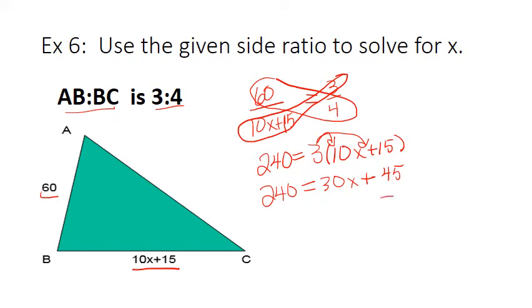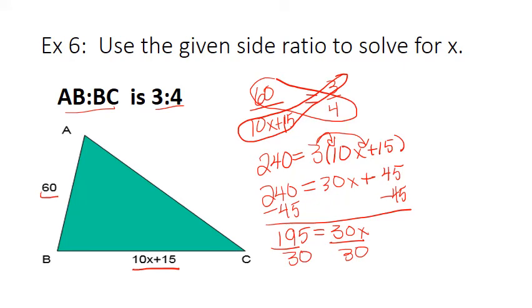Now we just have to solve for x. So subtract 45, subtract 45. We should get 195 is equal to 30x. And now all we have to do is divide by 30, divide by 30. This isn't going to come out to be a clean number. It should be 6.5 units. So if you needed your calculator for that, that would be just fine.